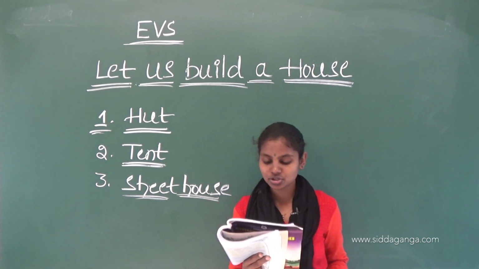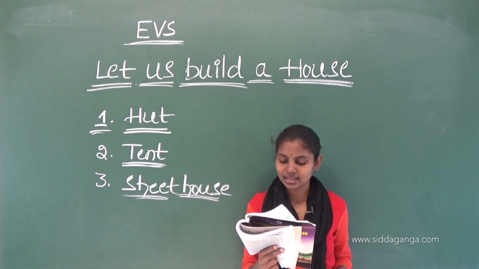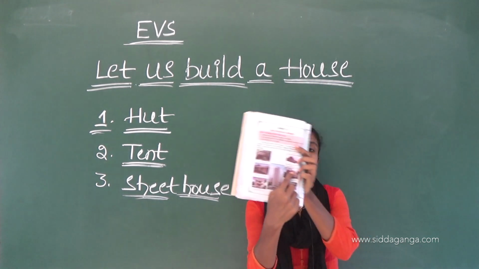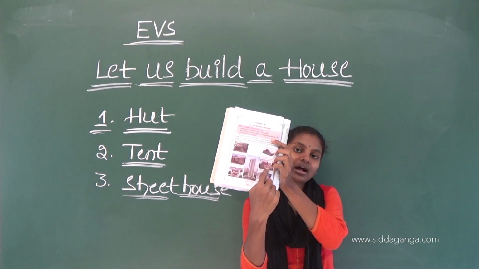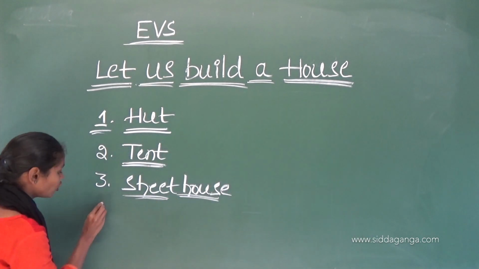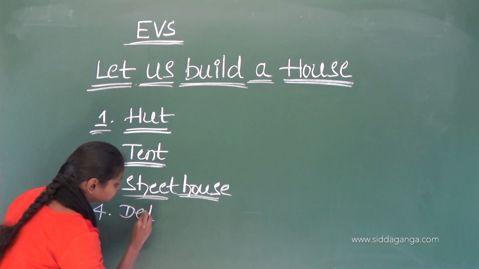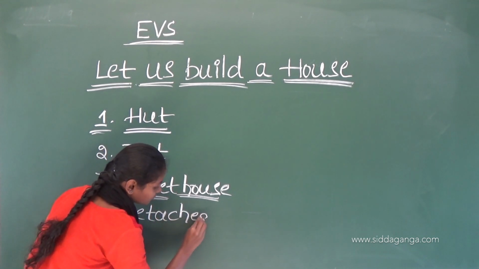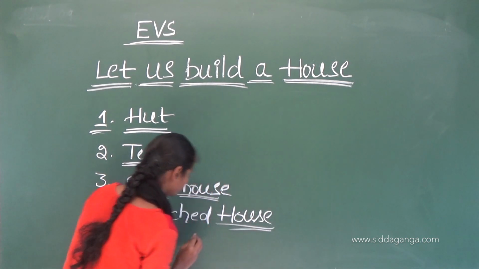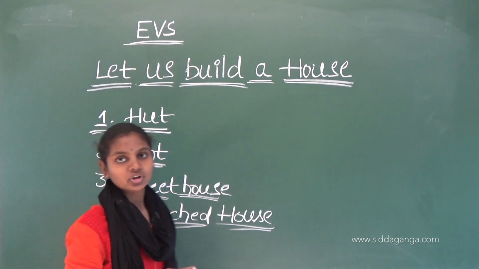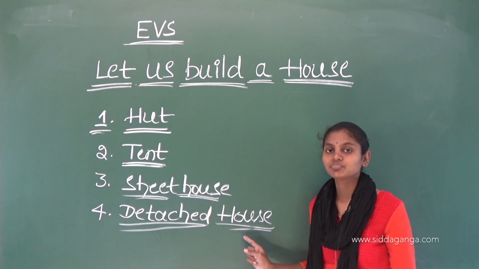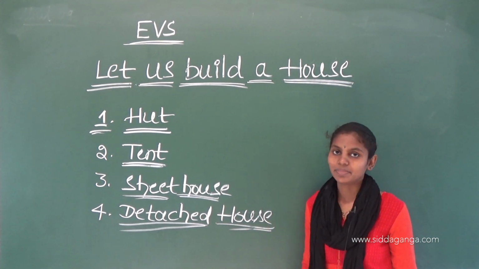Okay, next there is one that is detached house. So here there is a picture. Are you able to see this? Yes, this is a detached house. So the fourth one is detached house. So this house is called detached house. Okay, understood this? You have to write detached house in the space below that picture.